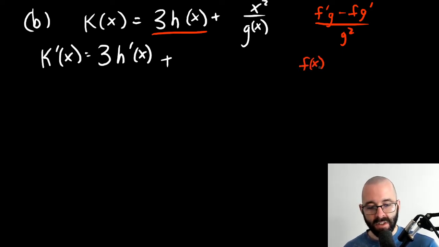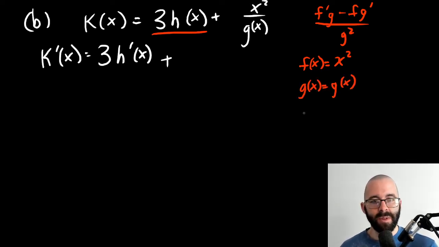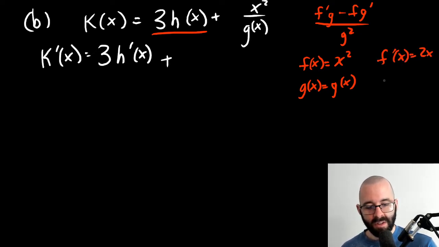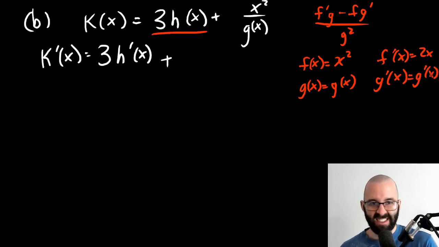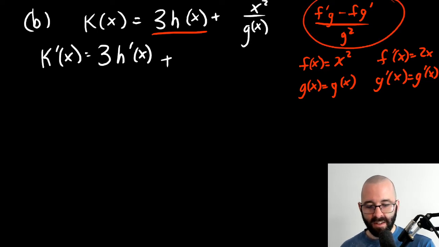And our high function is x squared. Our low function is just g of x. We don't know what that is. Derivative of x squared is 2x, and the derivative of g of x is just g prime. Now we can use this formula.